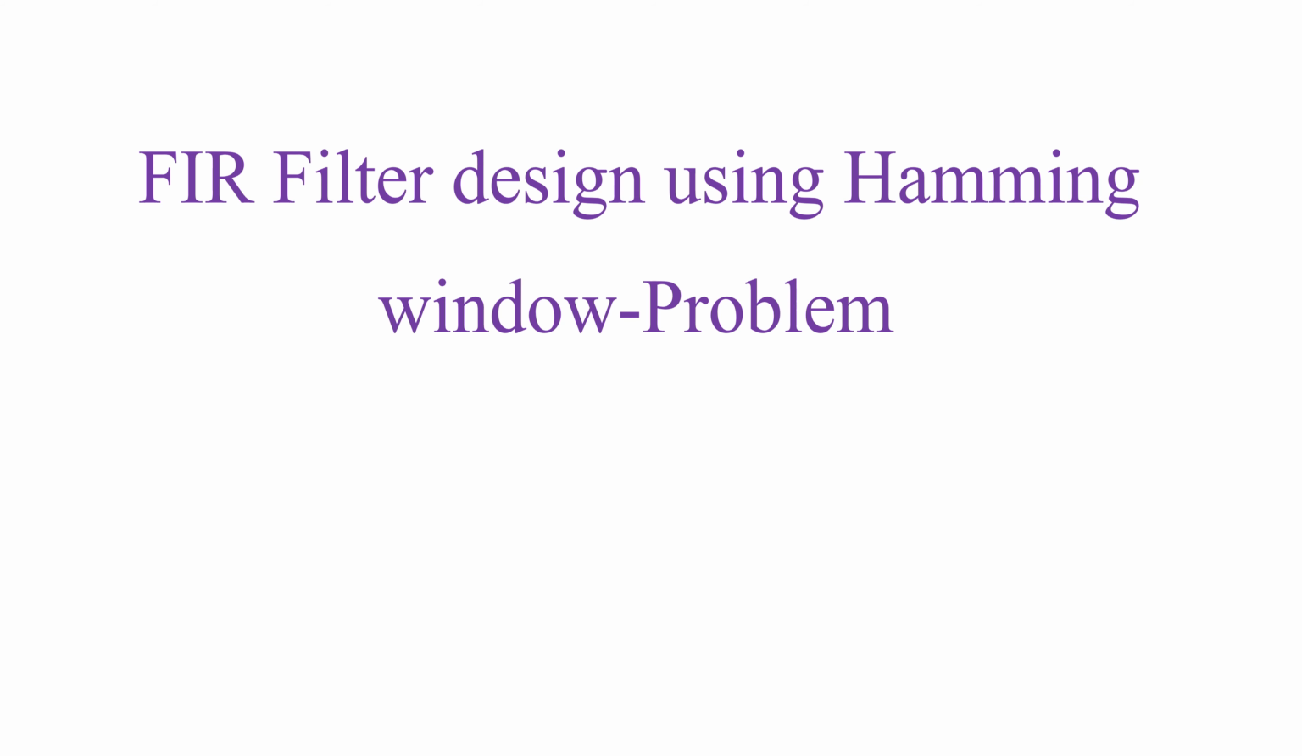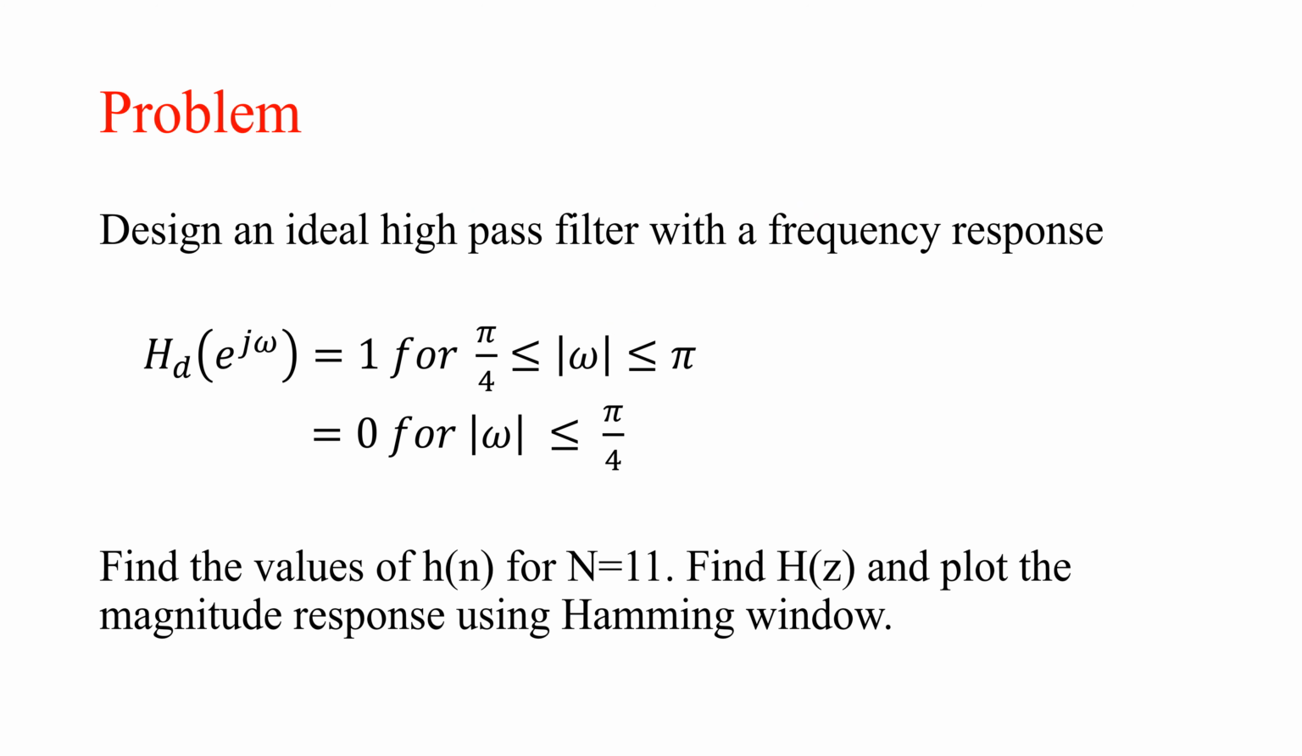In this video, we are going to work through a problem on an FIR filter using a Hamming window. Now the question is given. Here in this problem, we have to design a high pass filter. The frequency response is given, and it is the desired frequency response. The order of the filter, capital N, is equal to 11. Our work is to find the filter coefficients h of n and the transfer function H of z, and plot the magnitude response using the Hamming window.